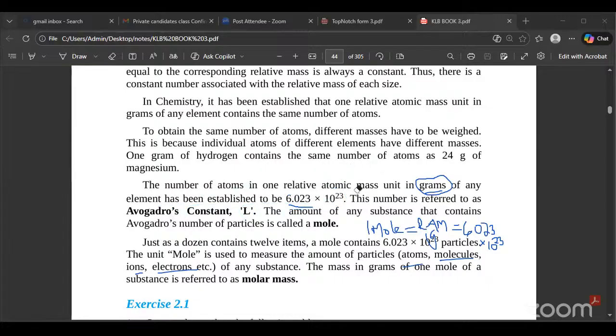Because nilisema moles, actually what I am doing, we are just introducing. Leo tu tuna introduce. So we might not even do most of the calculations today, but after tumemaliza introduction, itakuwa tu we solve this. In fact, we can even do one question for 1 hour.